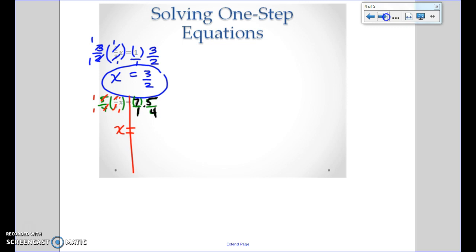7 times 5 is 35. And 1 times 4 is 4. Now that would have been a crazy fraction to try to get on your model. So that's why we have to use other techniques sometimes, like algebra.